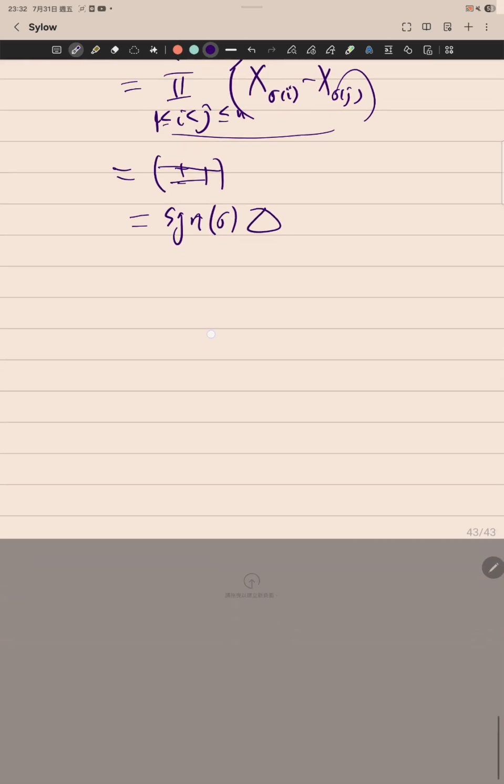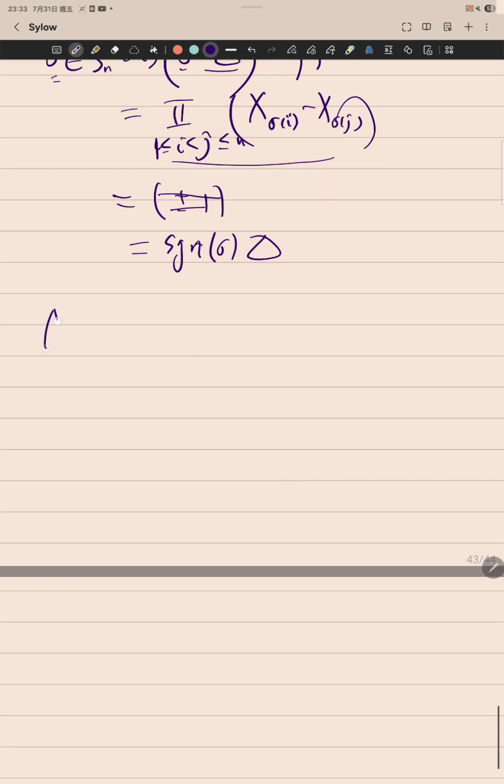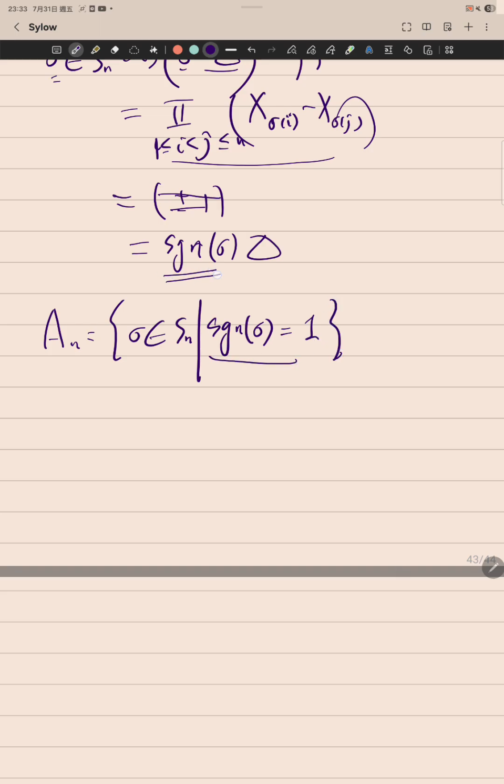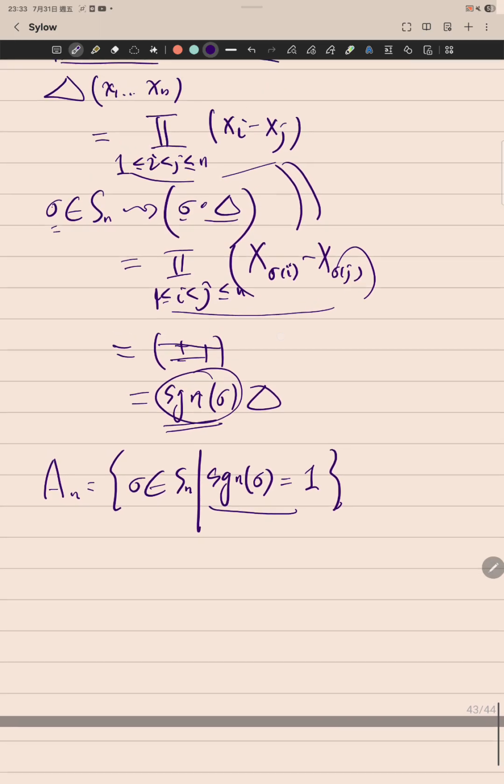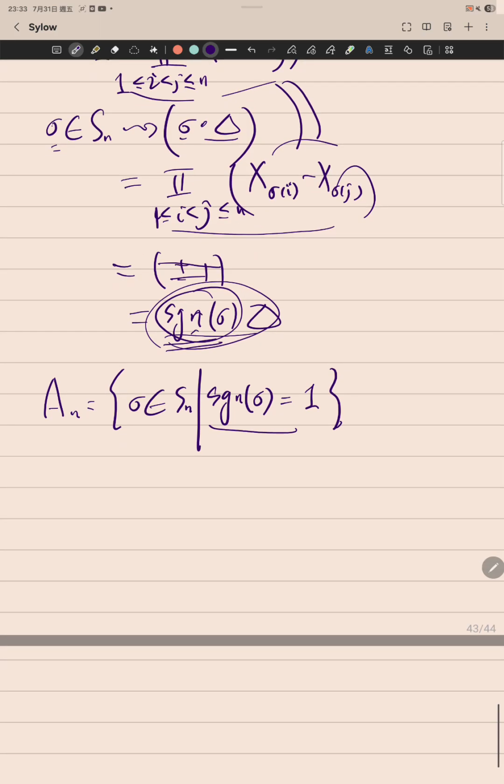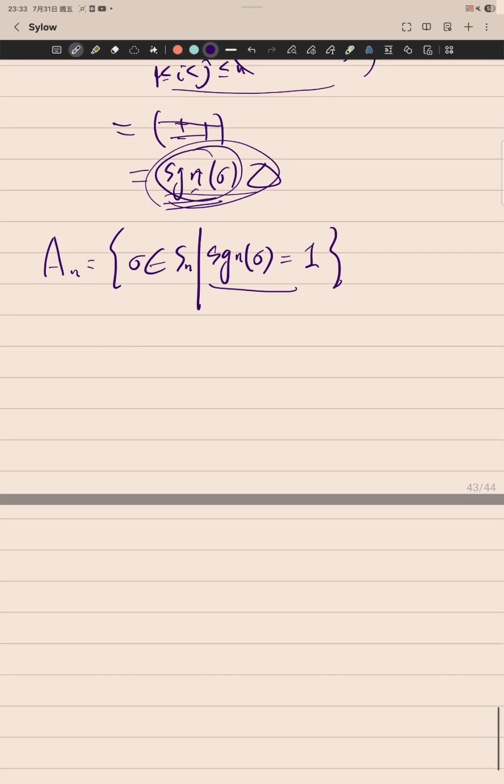So another way to define An is just collect all the sigma in Sn where the sign of sigma is 1. Basically, these are all the even permutations, or all the permutations such that when you plug into this polynomial, you don't get any extra minus sign. Actually, this is related to the determinant. If you know linear algebra, you know what a determinant is. So this is called An.